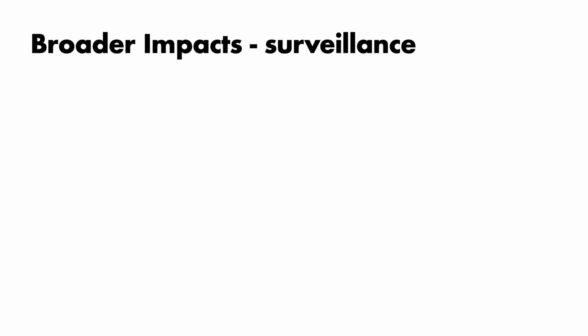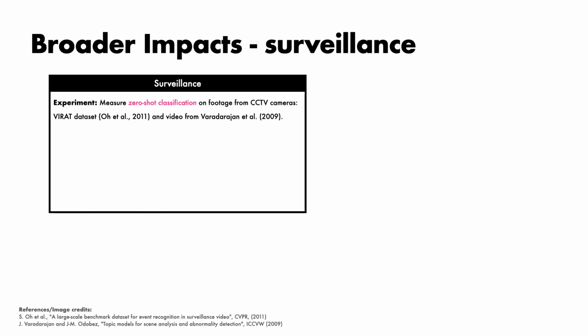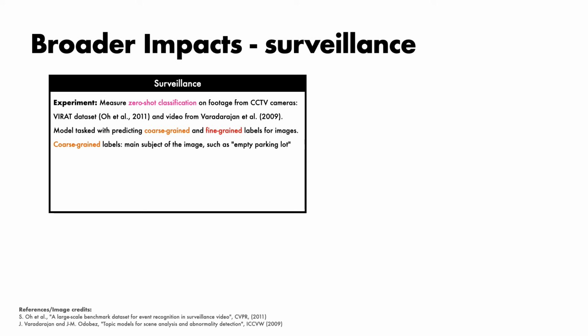The next application considered by the authors was surveillance, for which they sought to measure zero-shot classification on footage from CCTV cameras obtained from the Virat dataset and other sources. CLIP is then tasked with predicting coarse-grained and fine-grained labels for the images. The coarse-grained labels capture the main subject of the image, such as empty parking lot or school campus, while fine-grained labels capture smaller features among the video frames, such as the person standing in the corner.